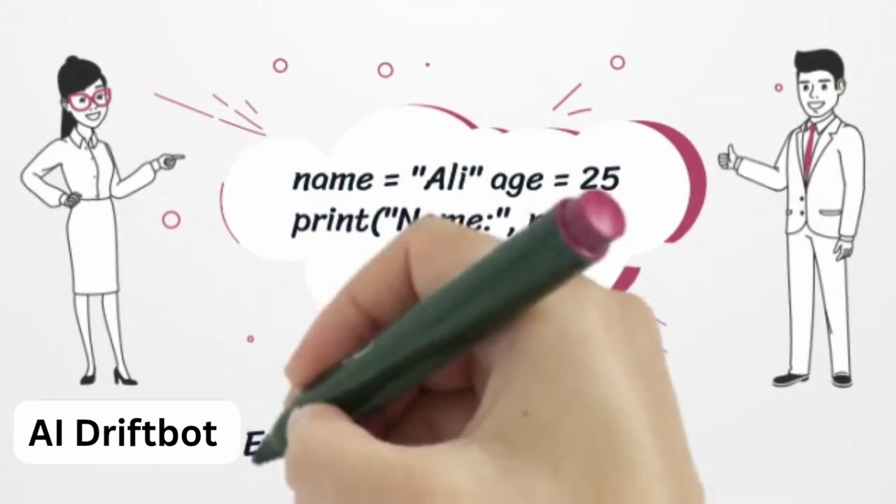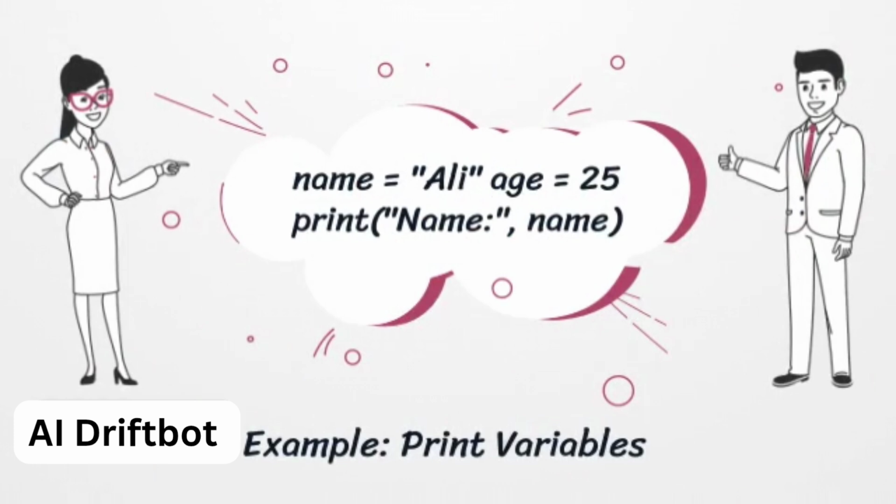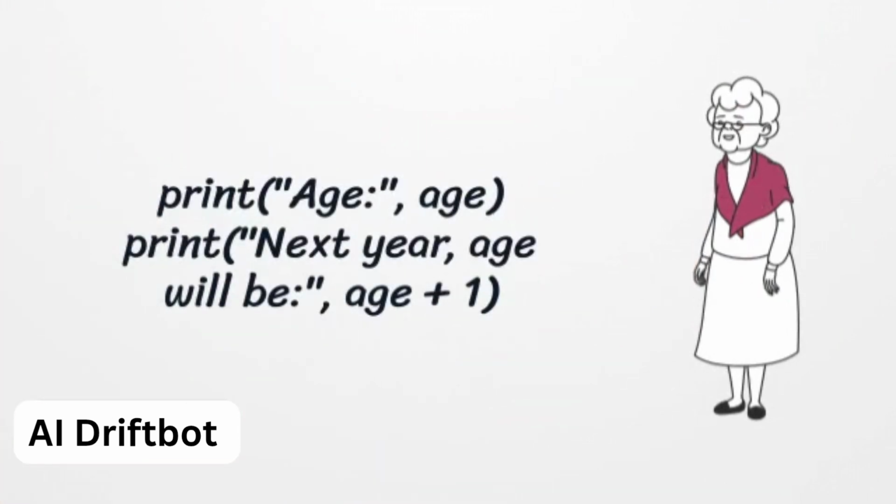For example, name = "Ali", age = 25. Print("Name:", name), print("Age:", age). Next year's age will be printed as print("Next year, age will be", age + 1).